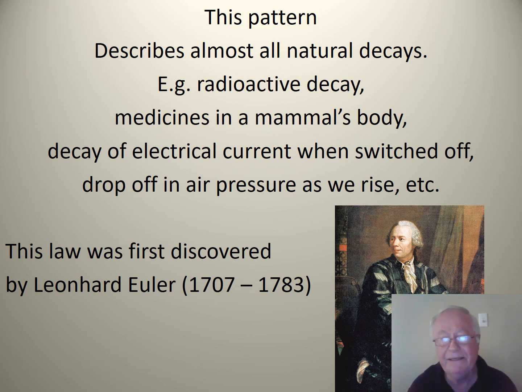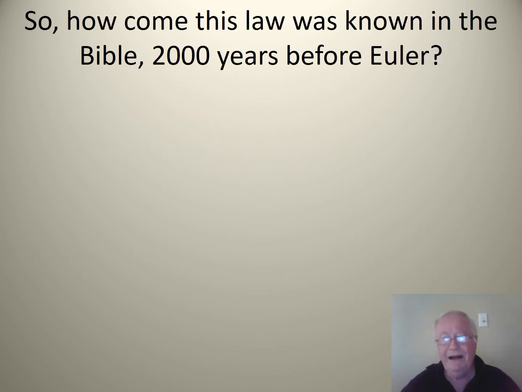This is the same pattern that you'll see in all natural decays: radioactive decay, medicines in a mammal's body, decay of electrical currents when switched off, drop off in air pressure as we rise above the Earth's surface. The law was first discovered by Leonard Euler in the 1700s, some contribution by Newton and a fellow called Napier as well, but basically that was the age at which it was discovered. So how come this was known in the Bible 2,000 years before Euler discovered the law?